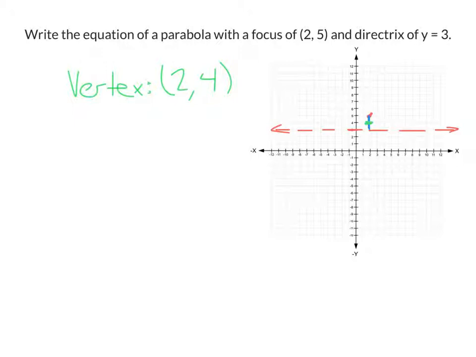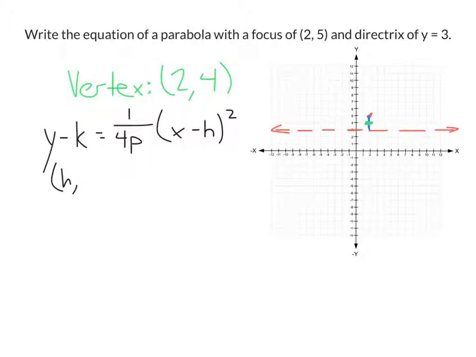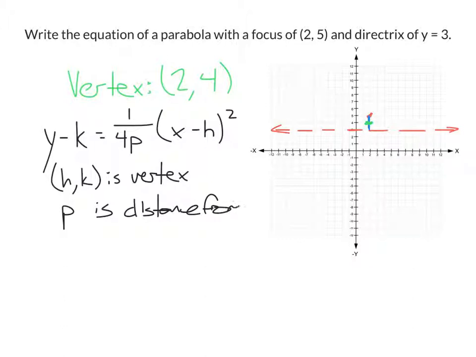Now, let's use our formula for a parabola. So we know that y minus k equals 1 over 4p times (x minus h) squared. And again, (h, k) is the vertex. And if you already have this in your notes, you don't necessarily need to write it down again. And then p is the distance from the vertex to the focus.